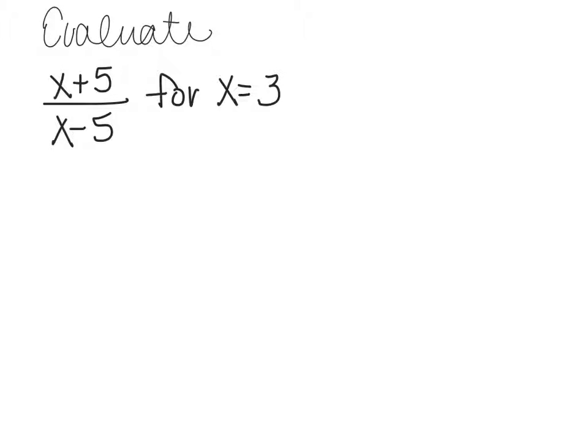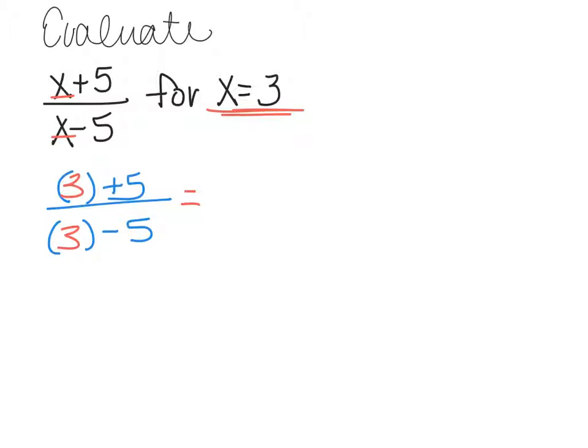We're going to evaluate different expressions. And when we do that, we're going to plug in for our variables. So everywhere I see a variable, I'm going to put a parentheses. So I have parentheses plus 5 and parentheses minus 5. And everywhere I see where the letter X was, I'm going to replace it with a 3. Then I'm just going to simplify.